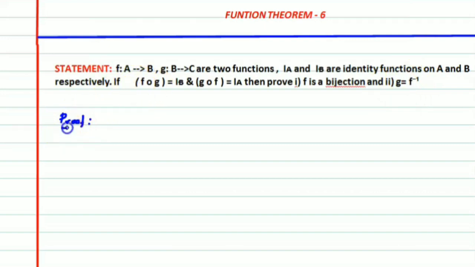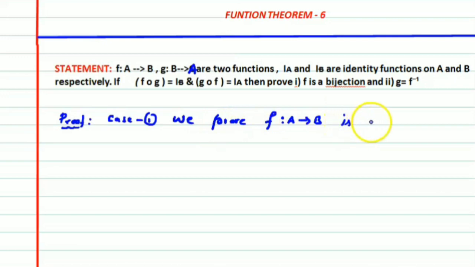So we move to prove this. We prove F is a bijection. In case 1, F maps A to B and G maps B to A are two functions. IA and IB are the identity functions for A and B respectively. Then we have to prove this. First we prove F maps A to B is 1-1.